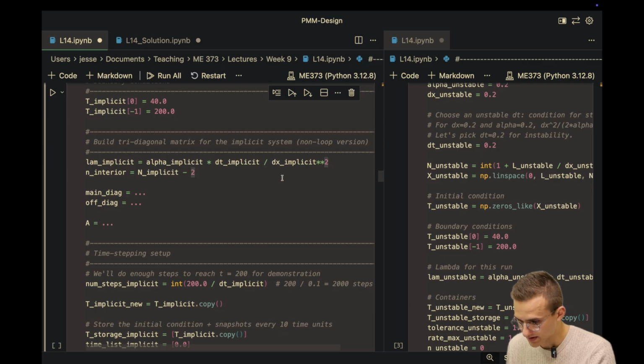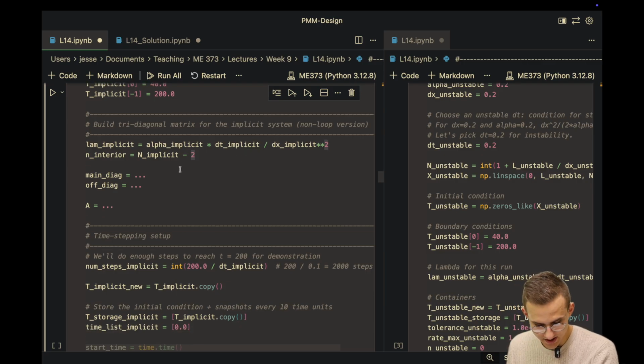And so we're taking this lambda value. We have our number of interior points, and yes, now it's time to build our matrix. So what we can do is build the matrix. I'm going to show you one way of building a matrix here, okay? So you can do it through loops. This is going to be a little bit more of a fancy way of doing it.